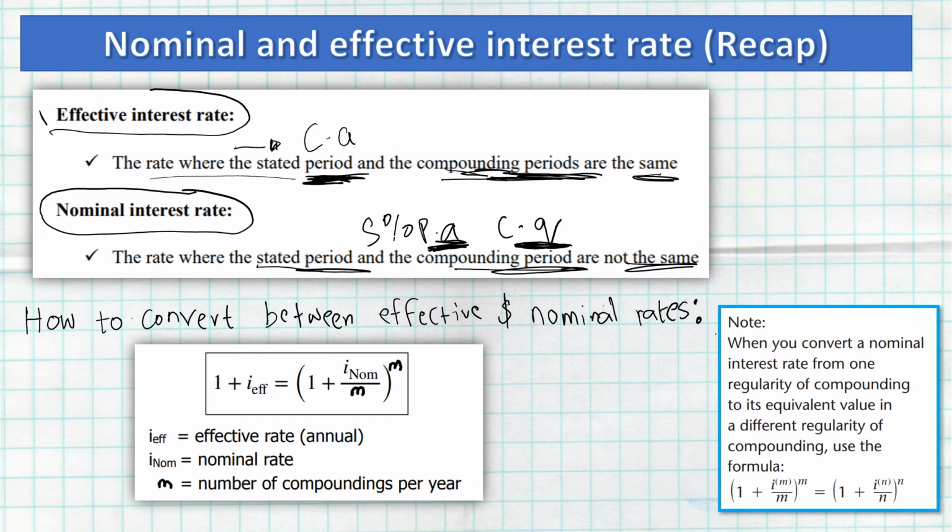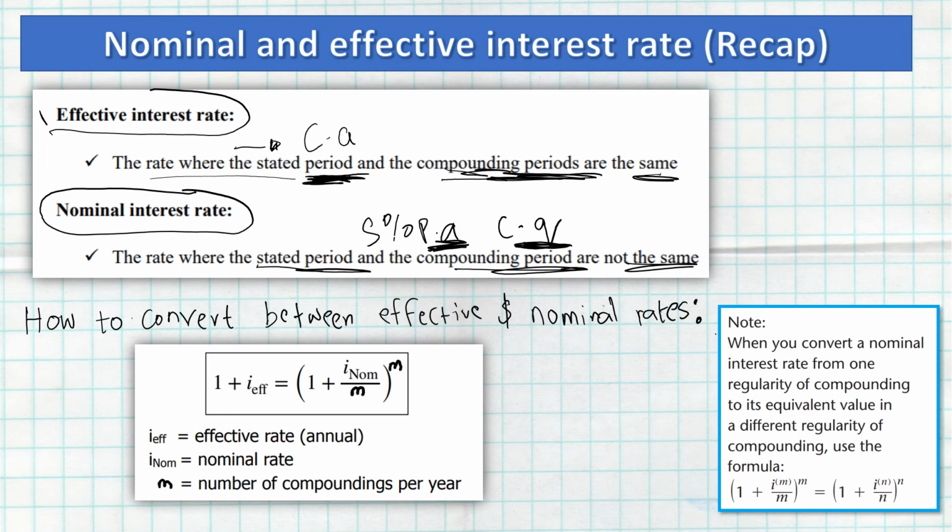So that will be nominal. Mostly the nominal interest you'll find is where they say compounded monthly or compounded quarterly, whereas the rate is being given per annum but compounded differently. It's where the stated period and the compounding period are not the same. That is the nominal interest rate.